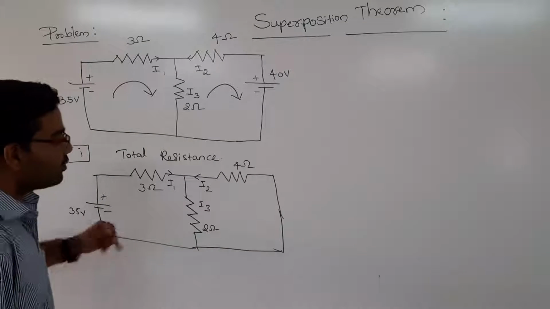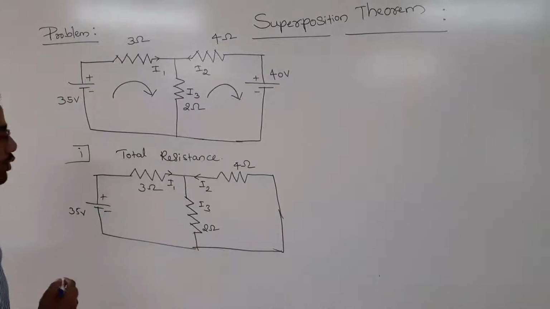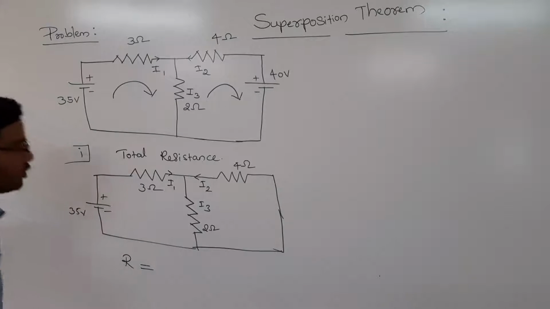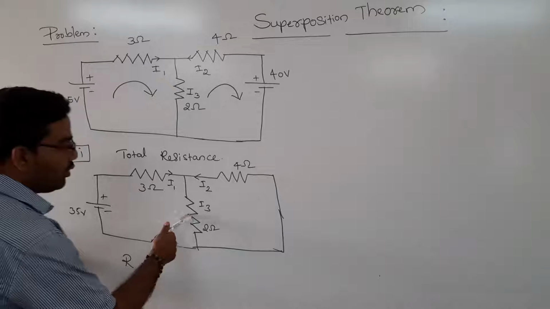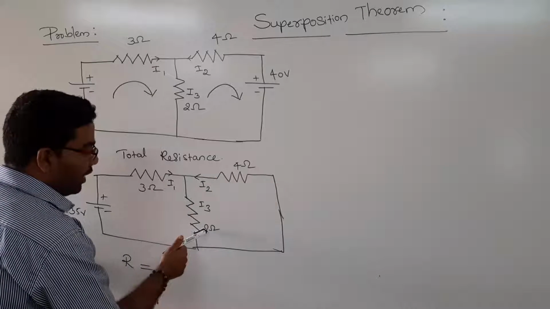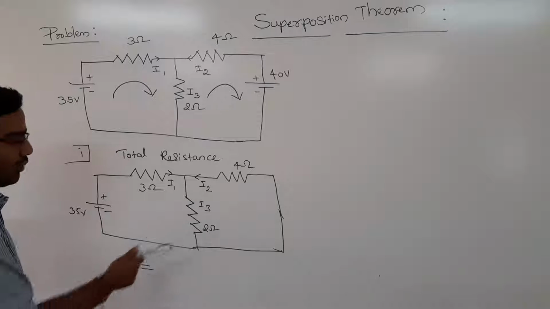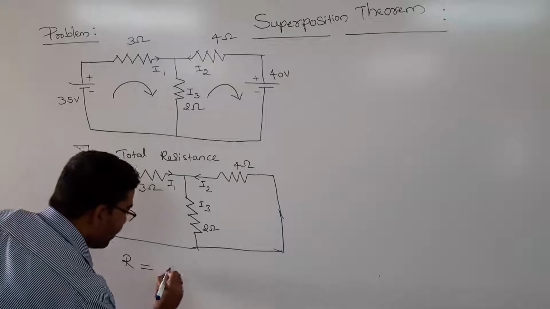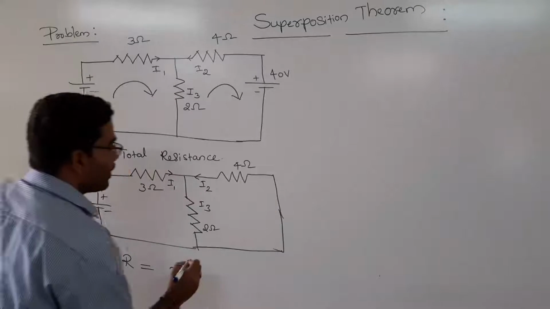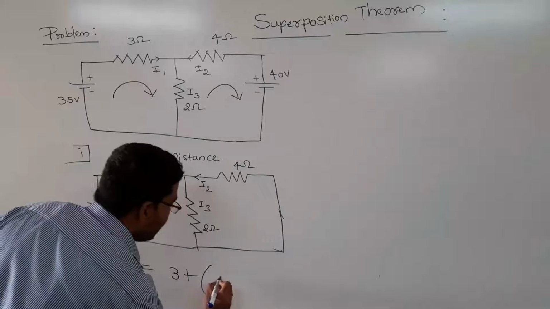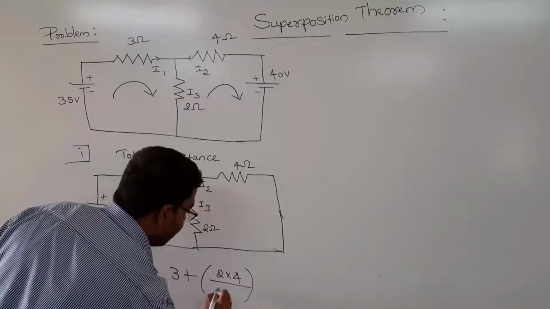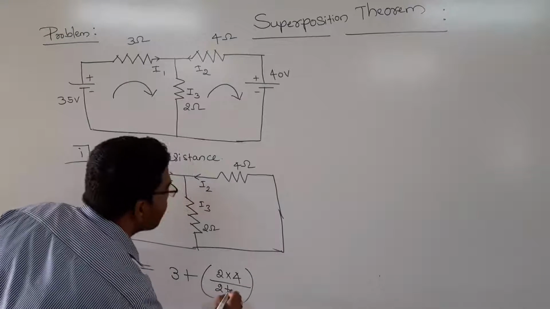Okay, after making the short circuit of the second voltage source, then I will find out the total resistance. Keep the first voltage source as it is. So then I have 4 ohm and 2 ohm resistance in parallel with the 3 ohm resistance. So that is 3 plus 2 into 4 divided by 2 plus 4.